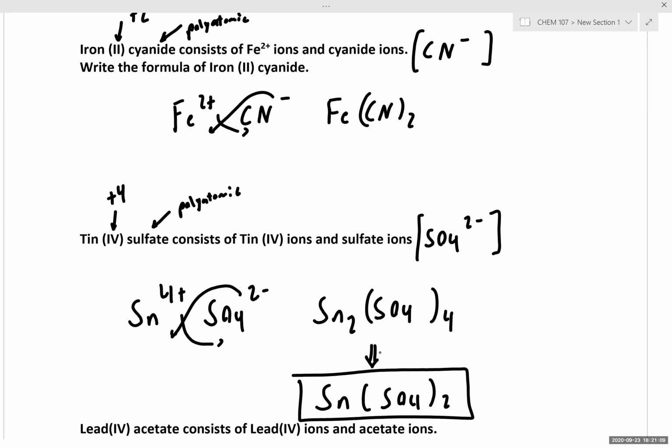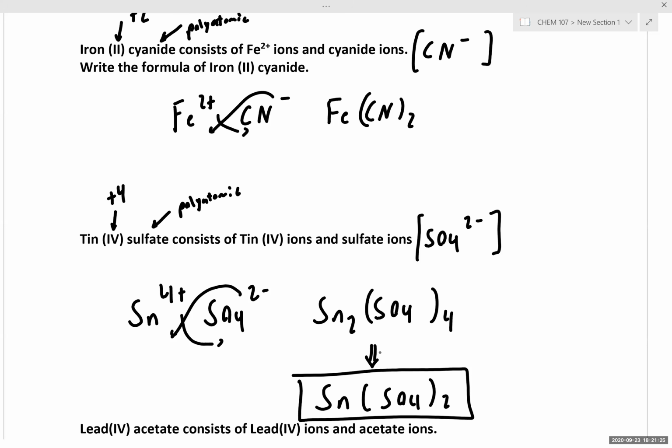Any questions on this example? Remember, you want the simplest ratio of ions in your final formula. Any questions before we move on to the next set of examples?